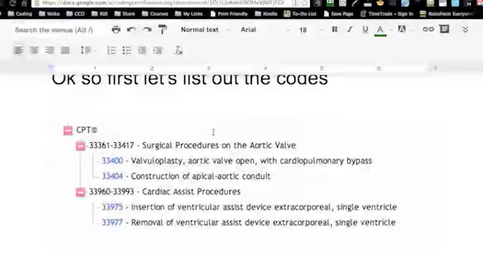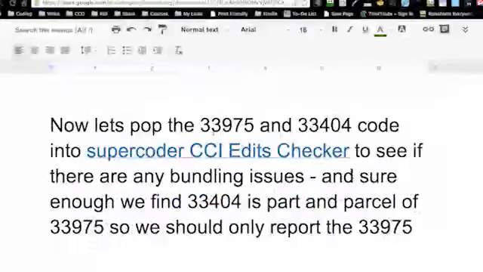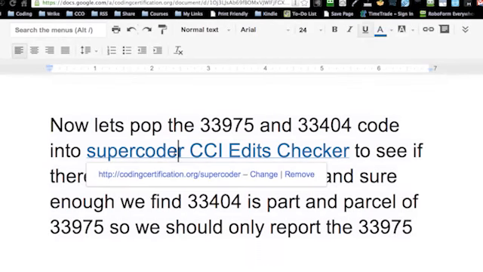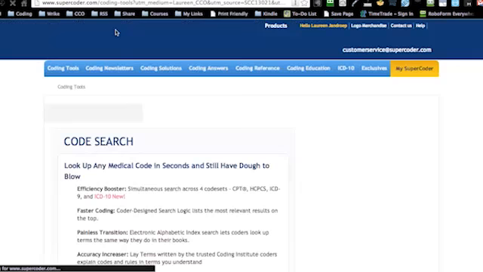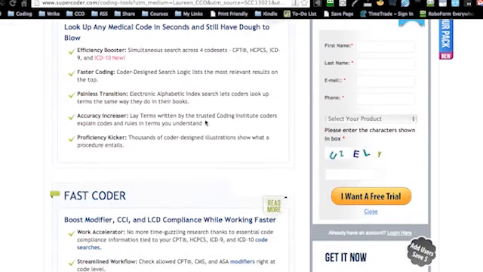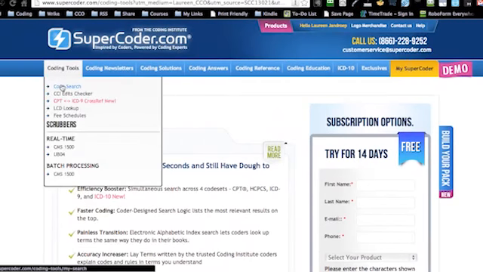If you're ever unsure if one code is bundled into another, you need to use some sort of CCI edit checker. You can go to the CMS website, they've got one there. It's a little bit kludgy, but hey, it's free, it works. Or your encoder like supercoder should have it built in, which let's see if that will take us there. I think I'm logged in. They have a free trial that you can do. I am logged in. Okay, so I'm going to go to Coding Tools. Here's that CCI Edits checker.